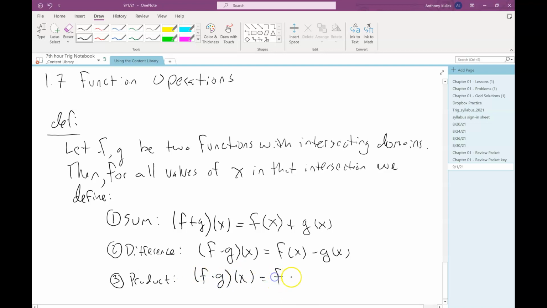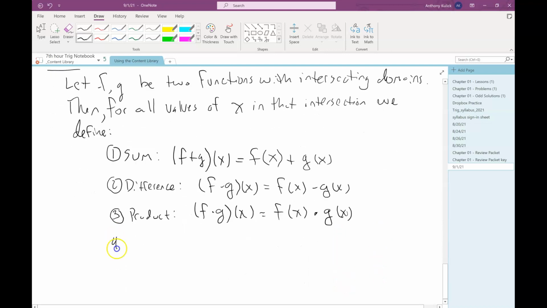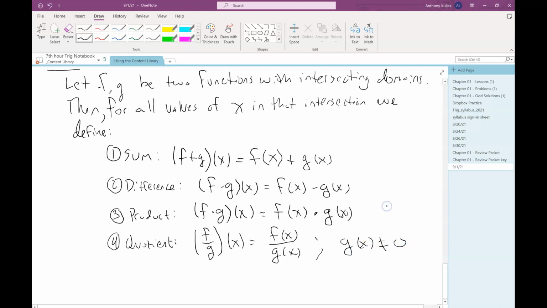That f times g evaluated at x is the same thing as f of x times g of x. And division: f divided by g evaluated at x is the same thing as f of x divided by g of x, provided that g of x is non-zero. Again, g of x needs to be non-zero because it's the divisor, right? You can't divide by 0.